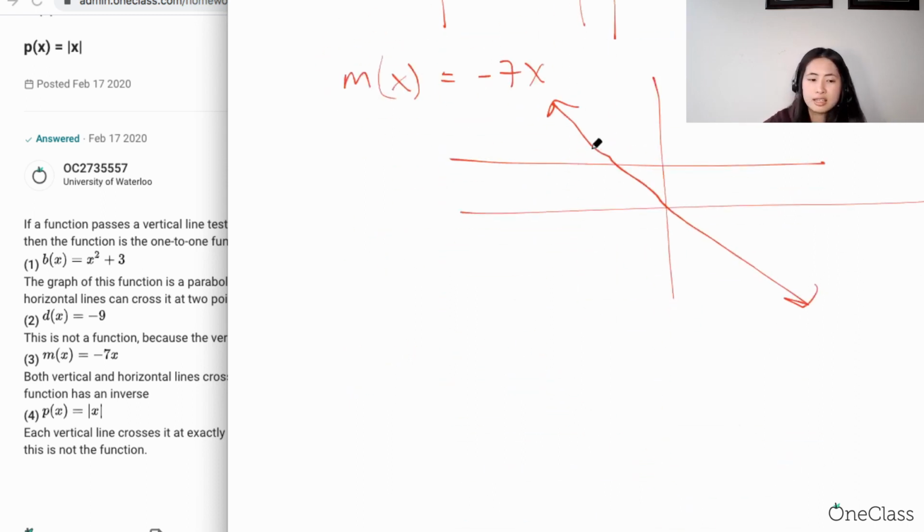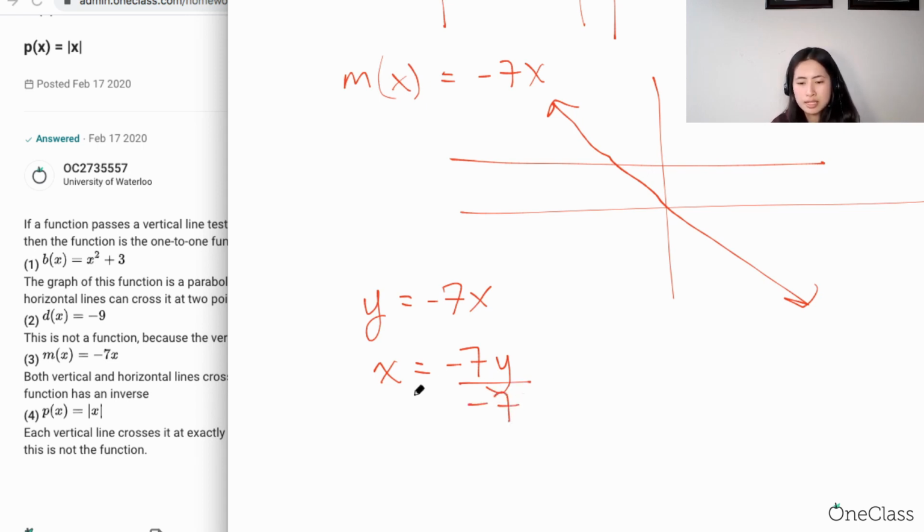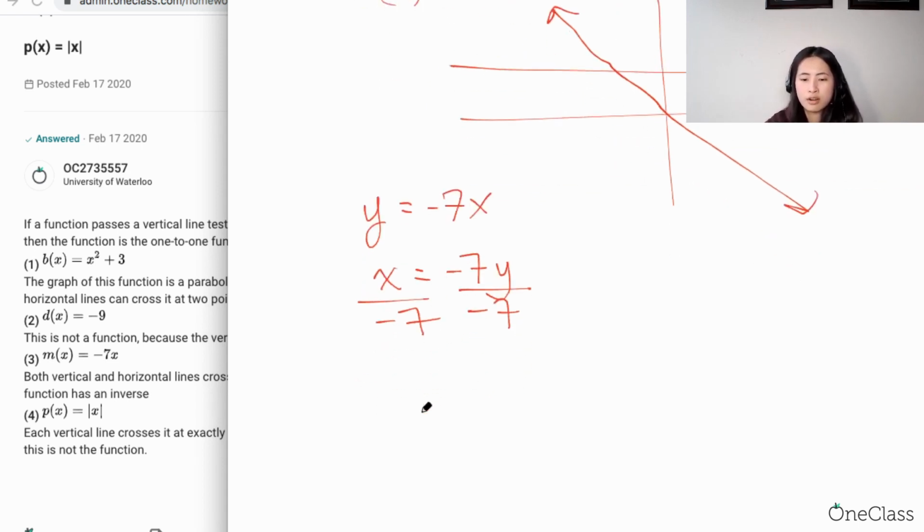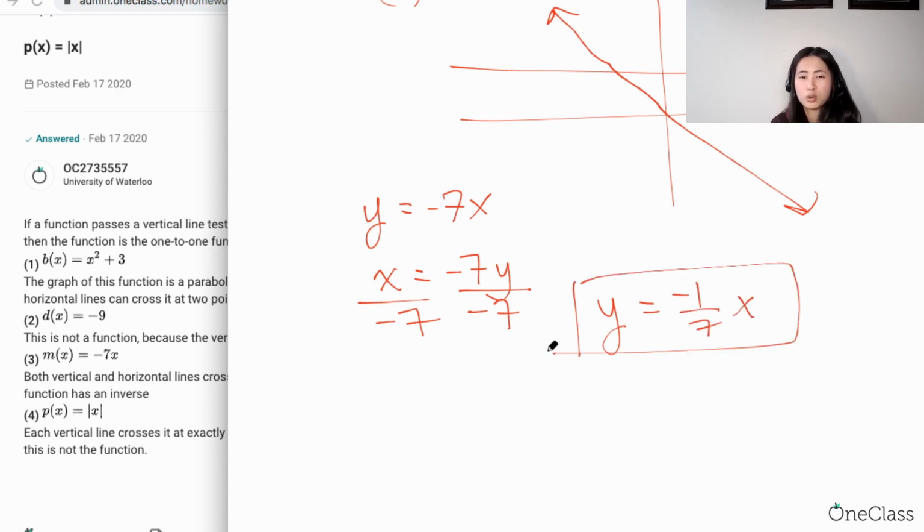So if you're looking at this, because it passes both, in order for you to find the inverse, you know that this is y equal to negative 7x. Then all you have to do is switch your y into an x, and you have x being your y, so you would have x equal to negative 7y. Now all you have to do is isolate y as you would in any function. So this is divided by negative 7, divided by negative 7. Therefore, your inverse function is y equal to negative 1 over 7x. That's your inverse function. So you need to check your vertical line test first, then your horizontal line test, and then find your inverse. So that's the order. Okay, great.